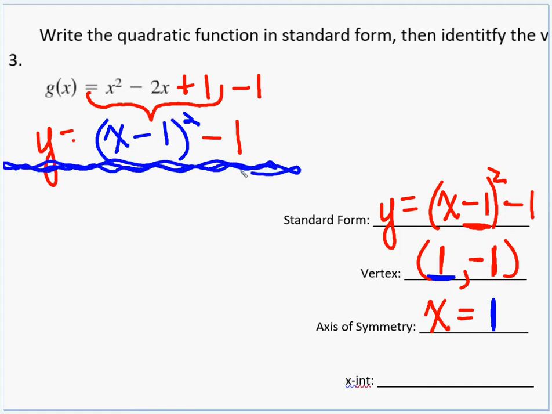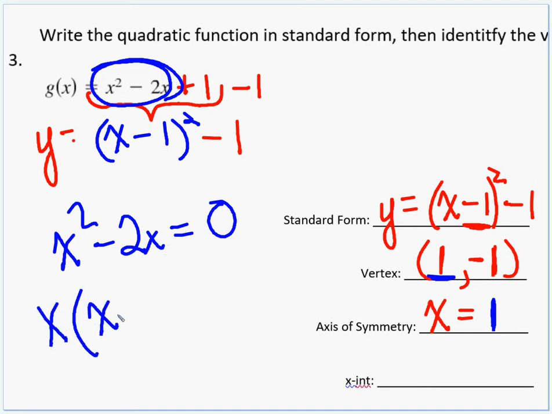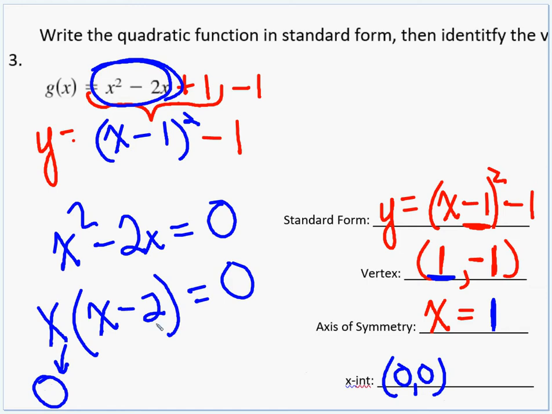But in this case, we can go back to our original equation, x squared minus 2x. There's our original function. Set it equal to 0. Okay, factor out an x. That'll leave an x minus 2 in the parentheses. Now, if we set this term equal to 0, we get an x-intercept of (0, 0). And if we set x minus 2 equal to 0, we get x equals 2. And if we want to write that as a point, it will be (2, 0). Okay.